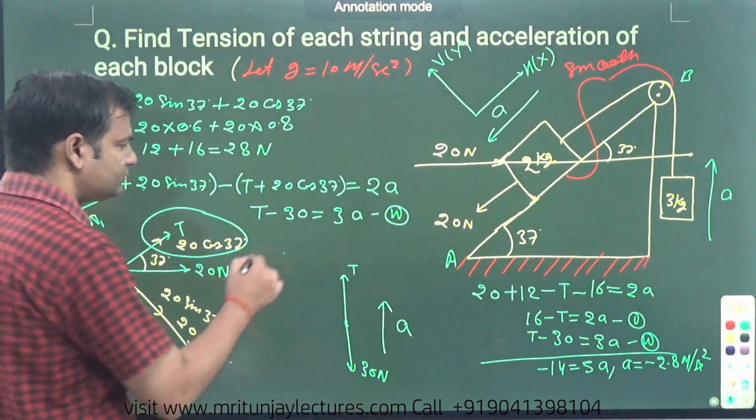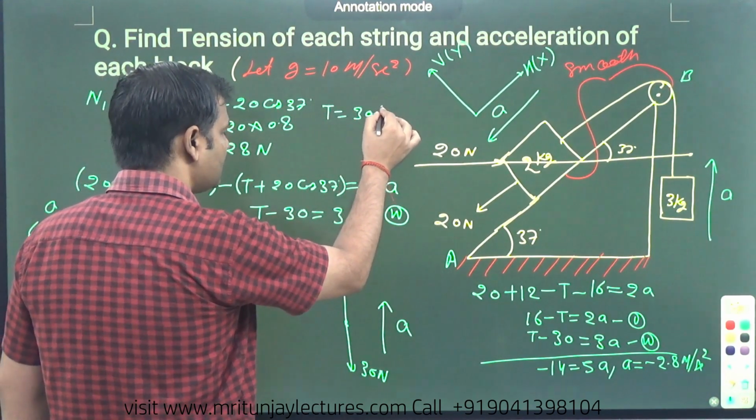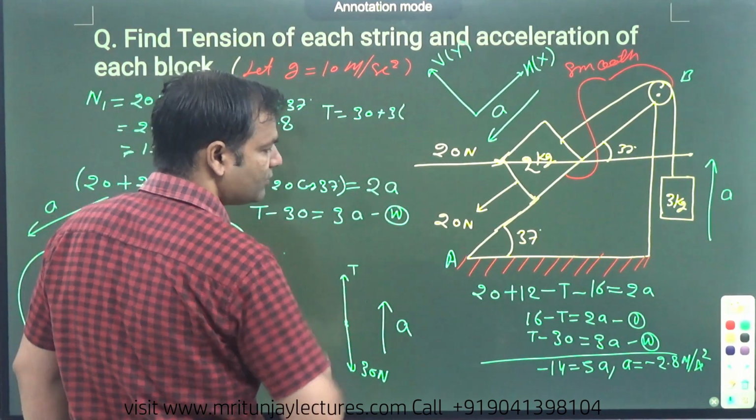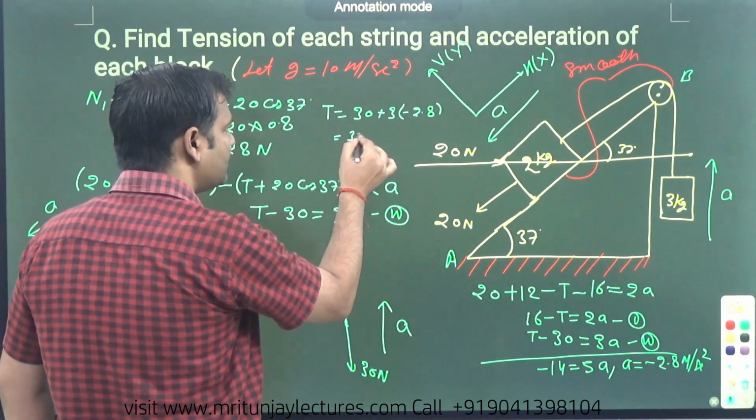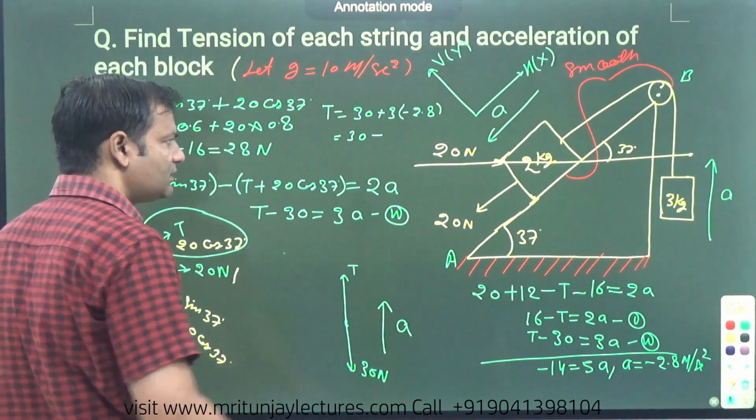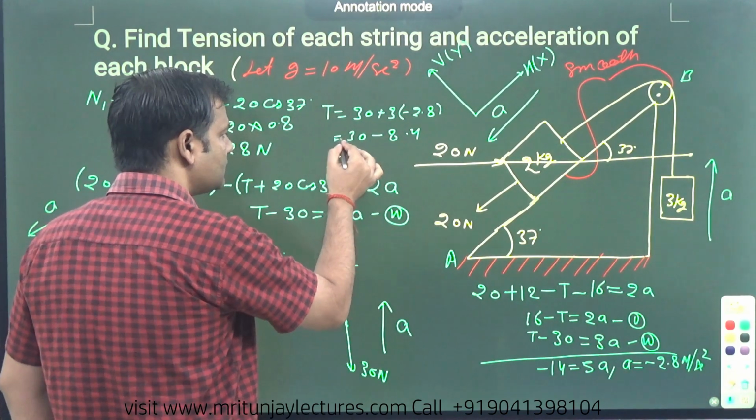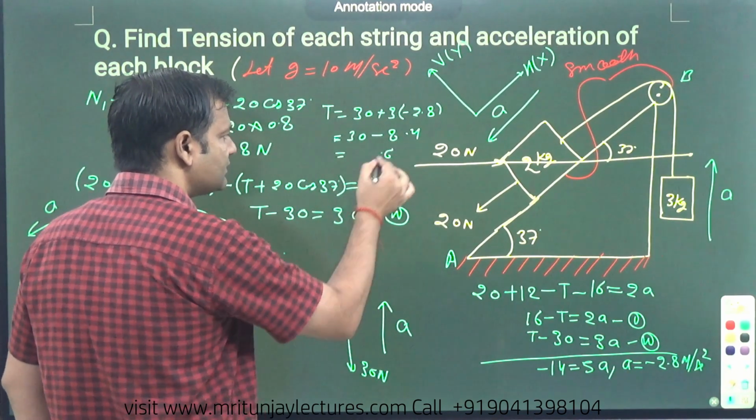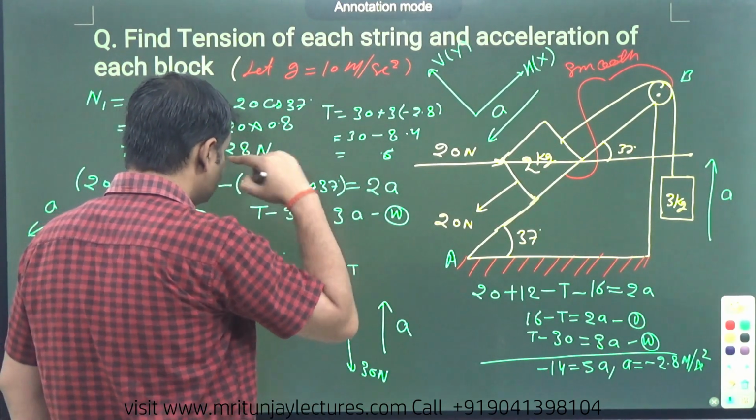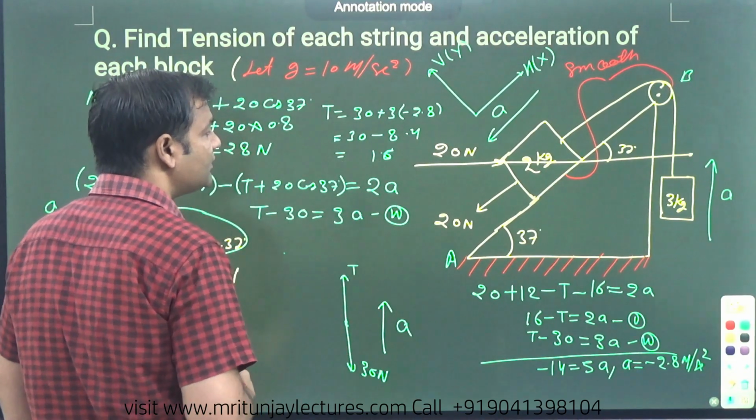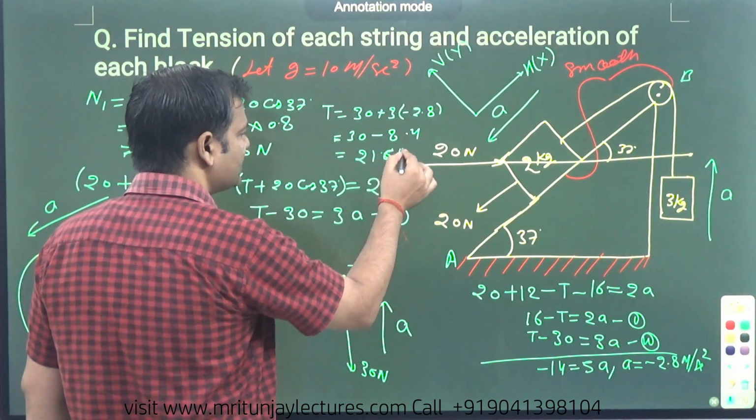And what about tension? If this value is put here, 30 plus 3 into minus 2.8, 30 minus 8.4, that is 21.6 Newton.